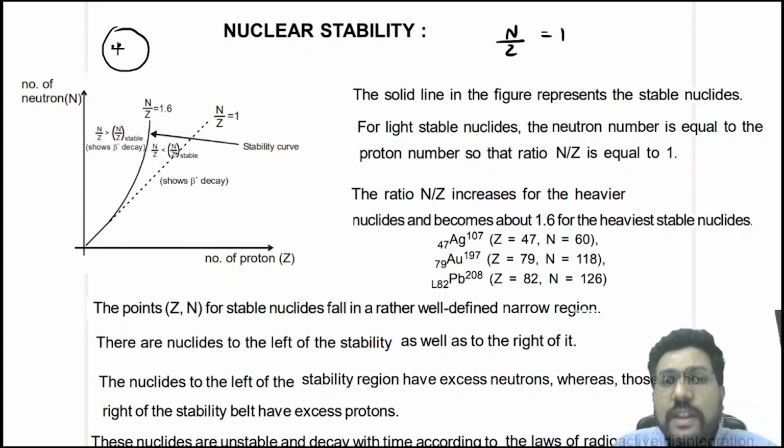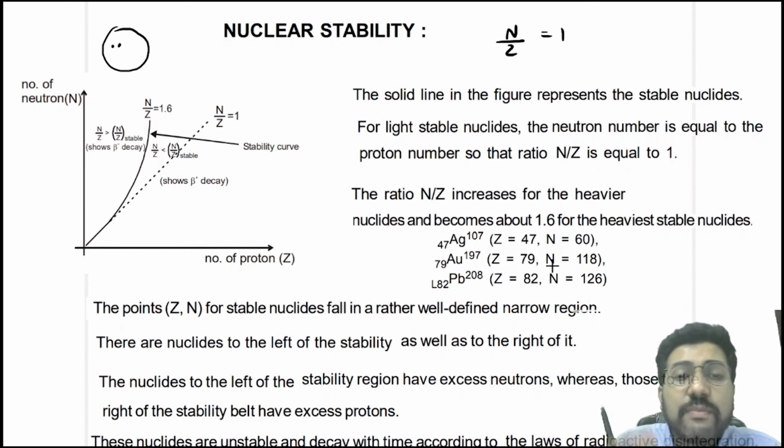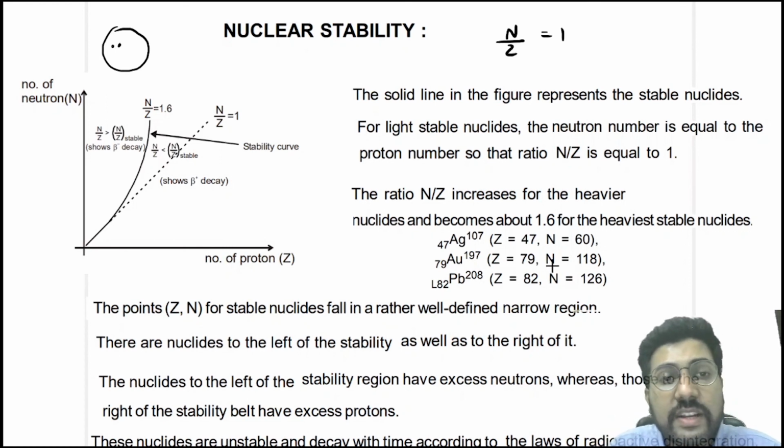The highest value of N by Z that is found is 1.6, but for most stable nuclei the N by Z ratio is somewhere between 1.3 and 1.4. For example, for silver the number of protons is 47 and the number of neutrons is 107 minus 47, that is 60. Similarly for gold the atomic number is 79 and the mass number is 197, so the neutron number will be 197 minus 79, that is 118. So neutrons are slightly more than the number of protons for a heavier nucleus.